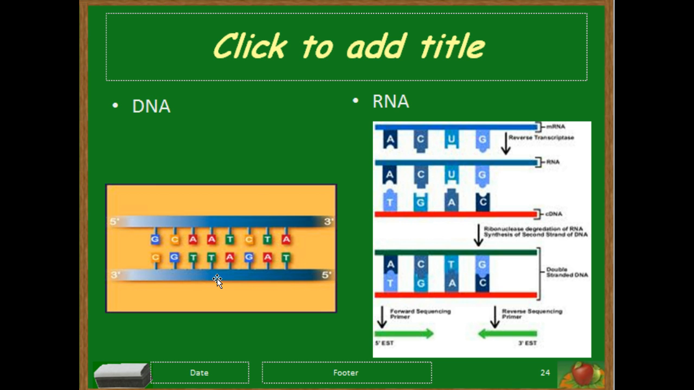Now, that changes when we get to RNA. In RNA, we will not have that T anymore. So you'll actually start to see a U. Okay, anytime you see a U involved, you know it's RNA.